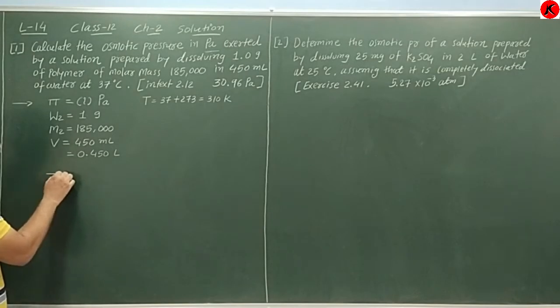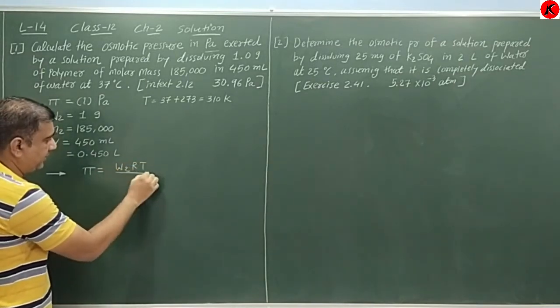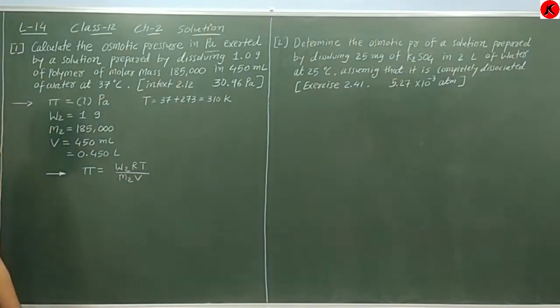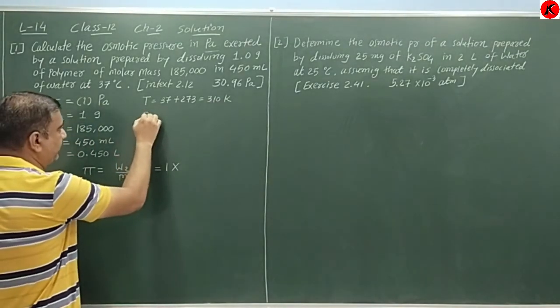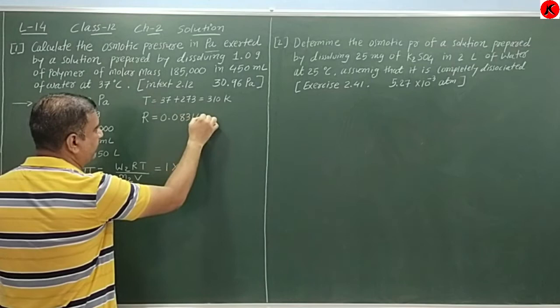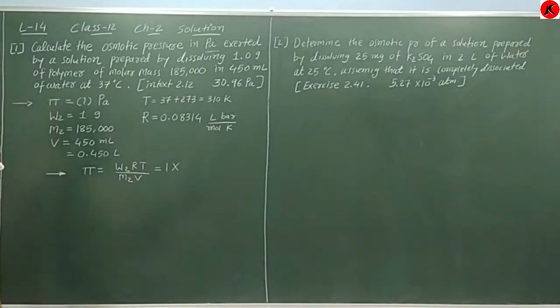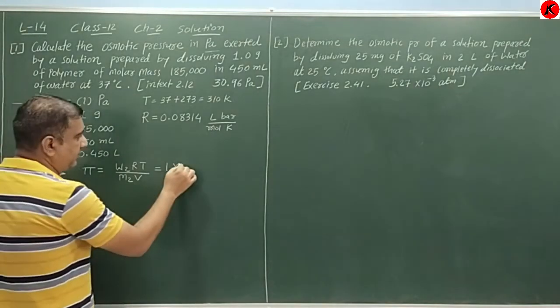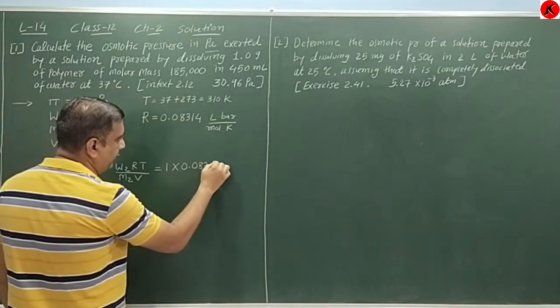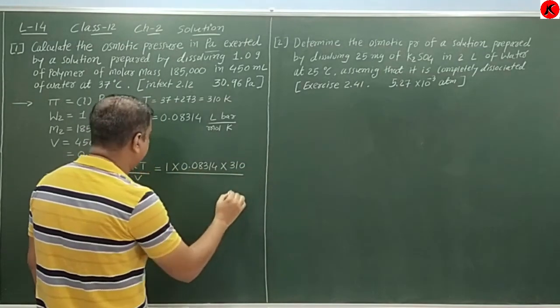So we know very well the formula for osmotic pressure is pi equal to W2 RT divided by M2 into V. That means W2 is given, 1 gram. Now we have to calculate in Pascal. So first we will calculate in bar unit. The value of R equal to 0.08314 liter bar per mole Kelvin. Then finally we will convert it to Pascal. That means R equal to 0.08314.